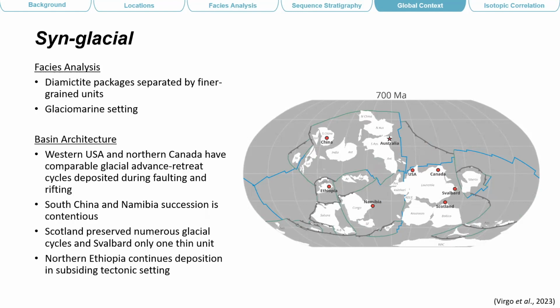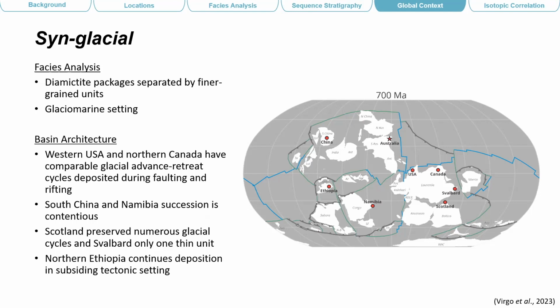They do record 2 glacial advance-retreat cycles and did have active faulting and rifting at the time, just like in South Australia. South China and Namibia are a little bit contentious. It has been argued that there were 2 glacial advance-retreat cycles, but there has also been the flip side of the argument that there was one long sustained glaciation.